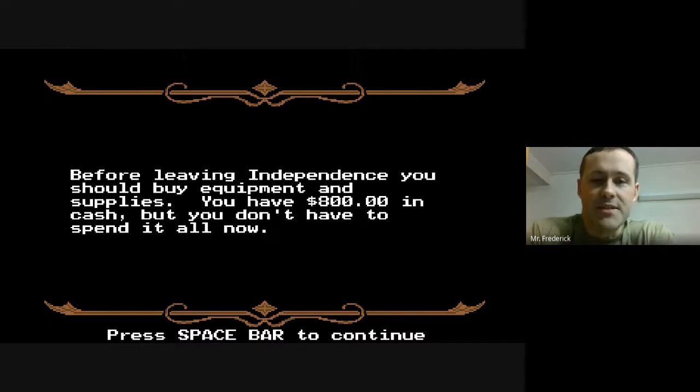Before leaving Independence, you should buy equipment and supplies. You have $800 in cash, but you don't have to spend it all now.